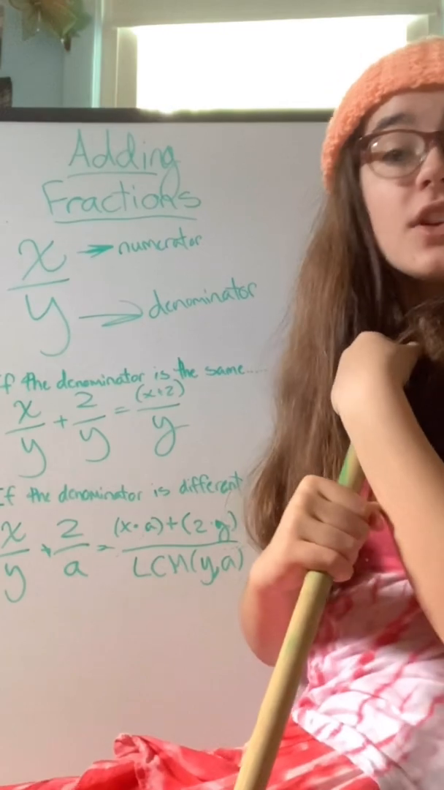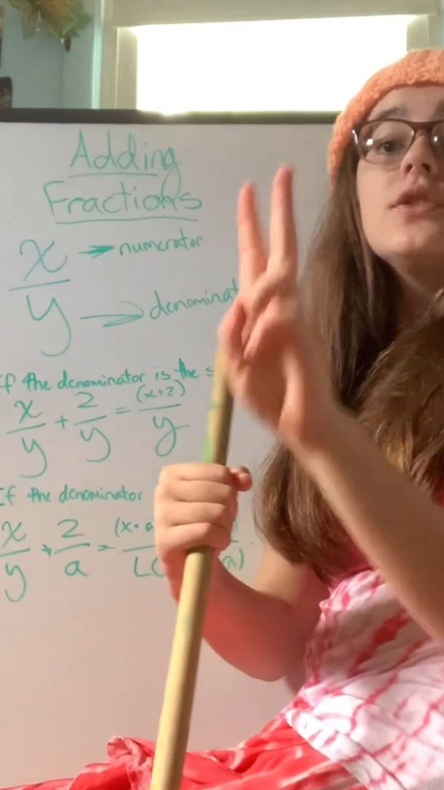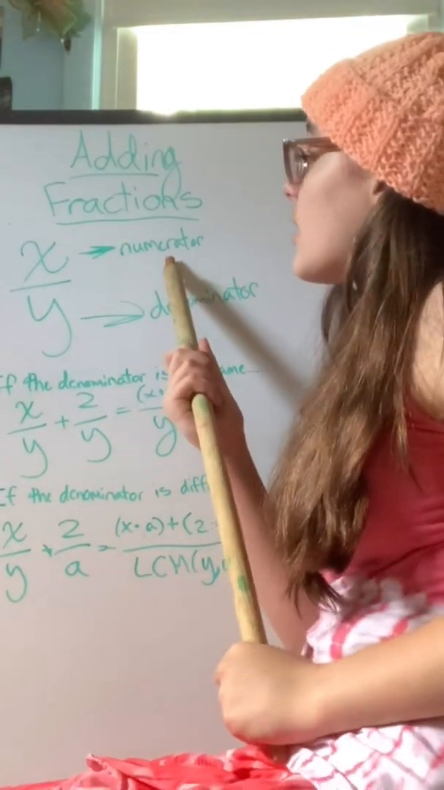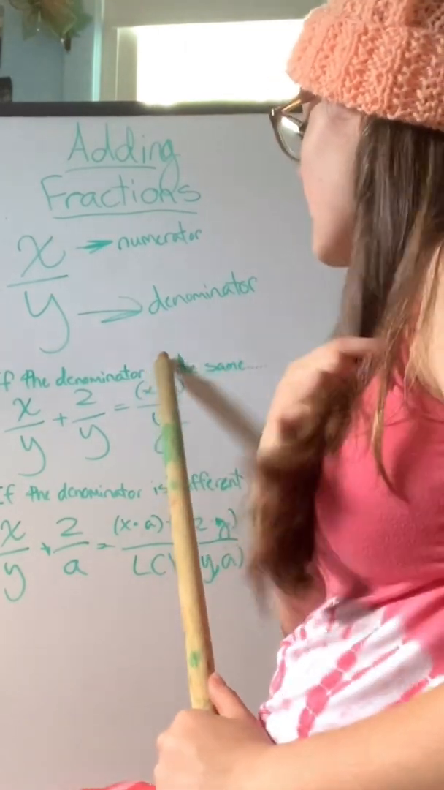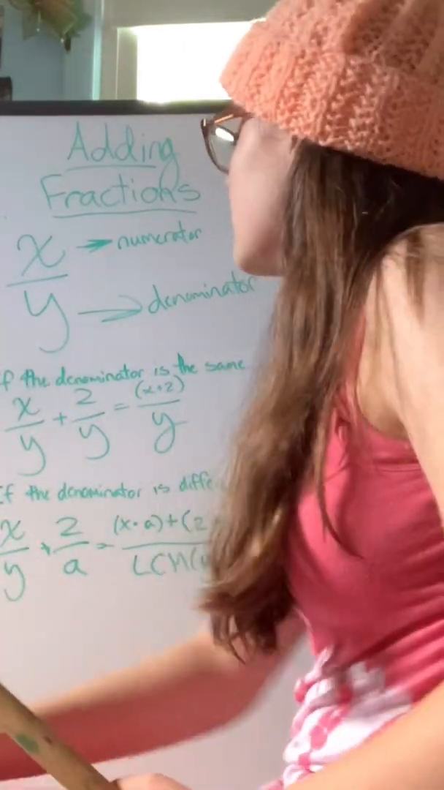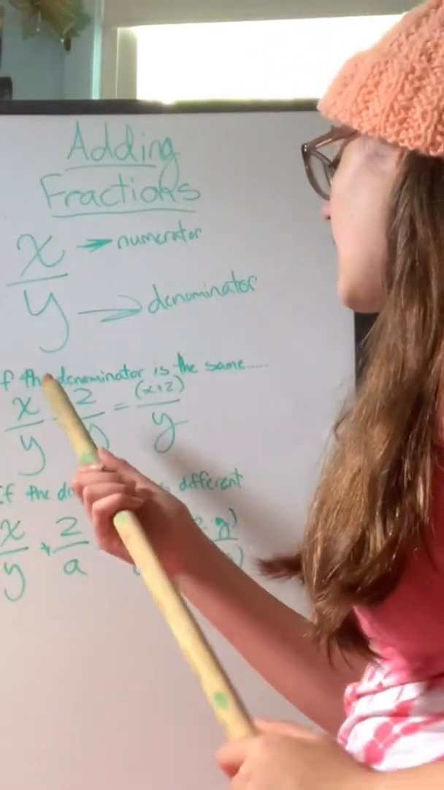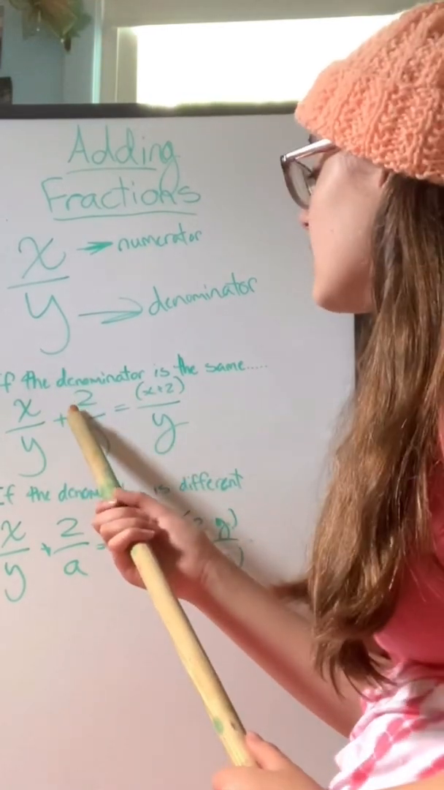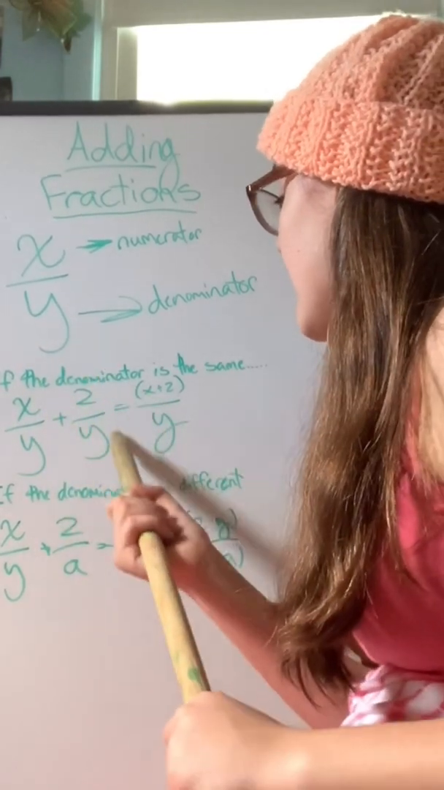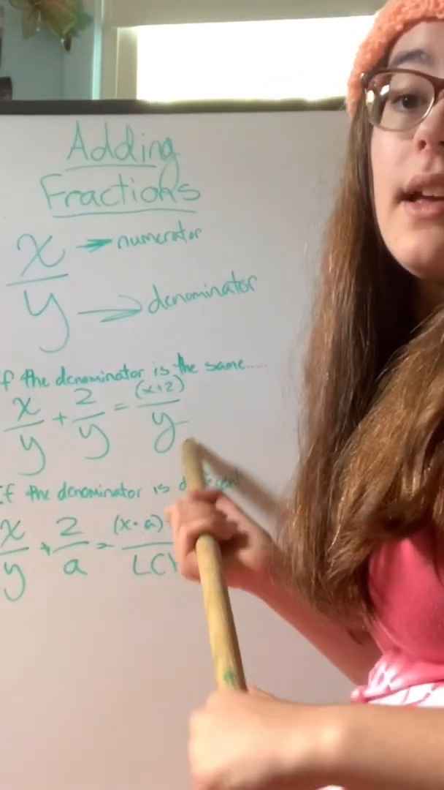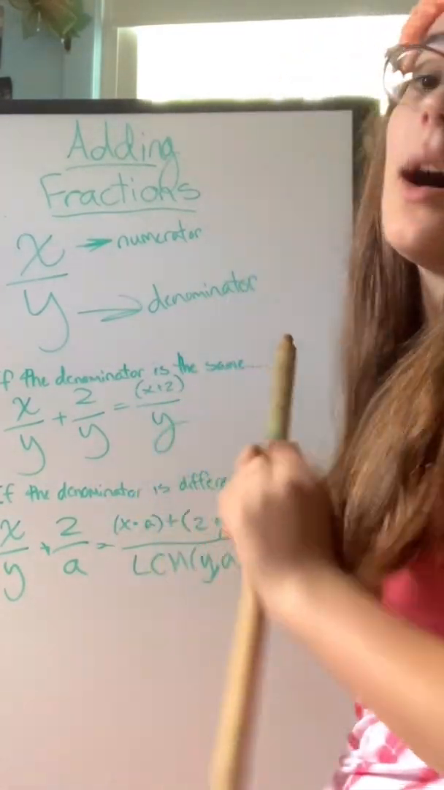Adding fractions. If you know or don't know, a fraction is made out of two parts: the numerator, which is the top number, and the denominator, which is the bottom number. Some simple rules which are very crucial: if the denominator in the equation is the same, then x over y plus z over y equals x plus z over y. However, if the denominator is different, it's a little more complicated.